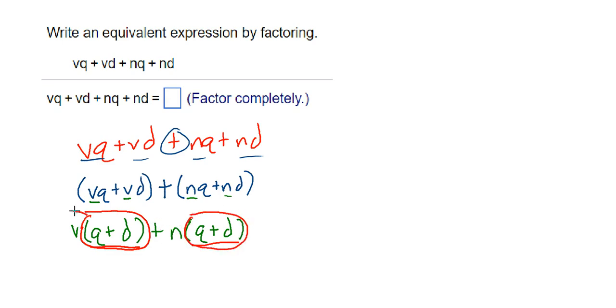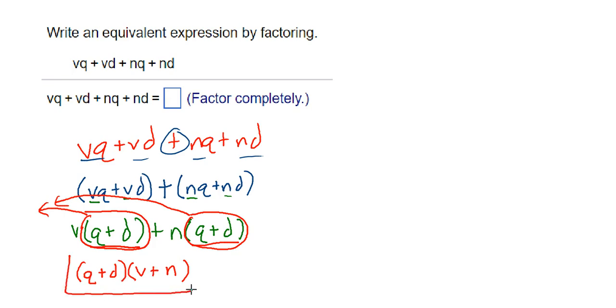Just like we were doing with other common factors, this will work the same way. We're going to undistribute it, write it one time out in front, right? Q plus d. Now we're going to keep it in the parentheses that it's already in, but we're writing it one time out front. And then in a new set of parentheses, we write what's left over. So what's left over from this first term is a v, plus what's left over from the second term is an n. And now we have 2 things being multiplied together, which means it's factored. All right. So that's how factor by grouping works.